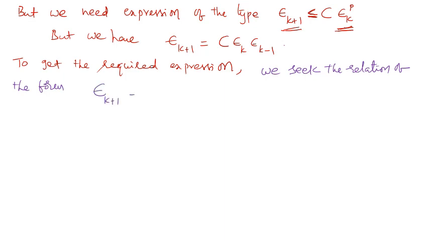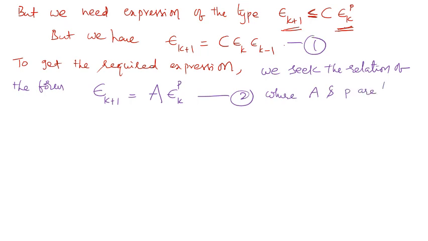Epsilon k plus 1 equal to some constant, another constant I am taking, epsilon k power p. This is 2. This is my equation 1. Okay, this is 2, where a and p are to be determined. Now from this equation, therefore what is epsilon k becomes? A into k plus 1 k.